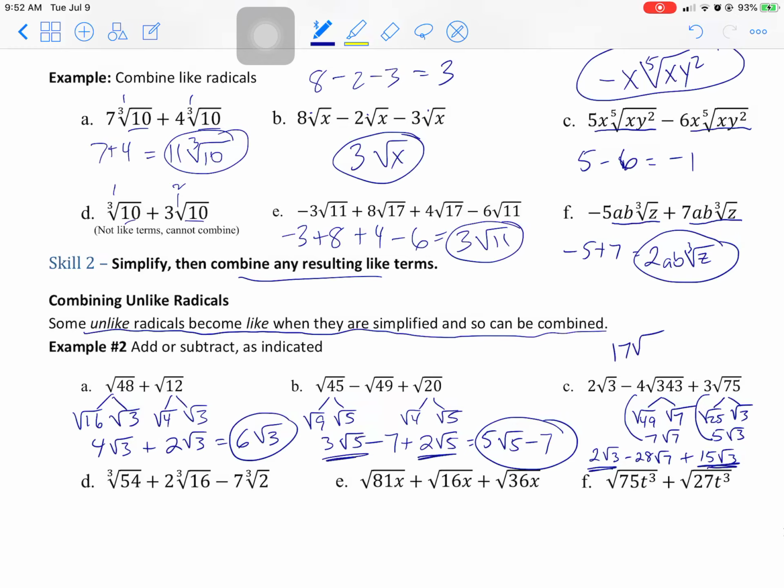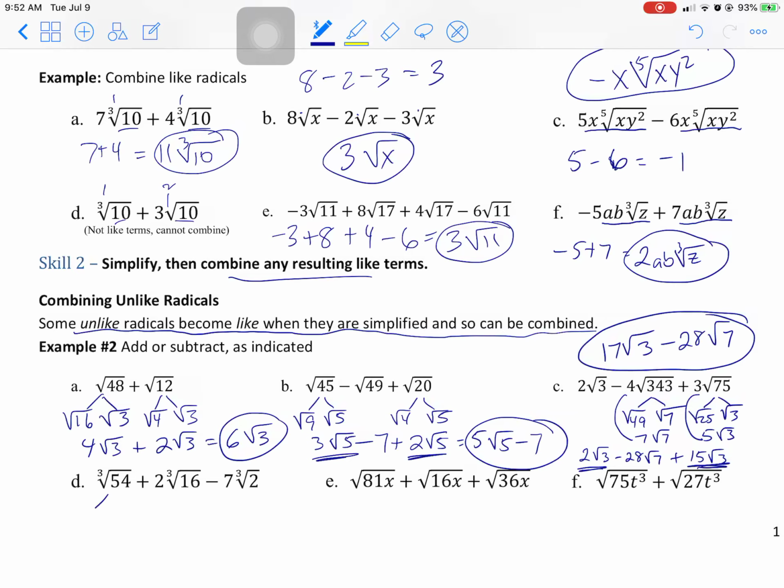17 square root of 3 minus 28 square root of 7. That should be my final answer for that one. Sorry for the tightness here. All right, back over here.